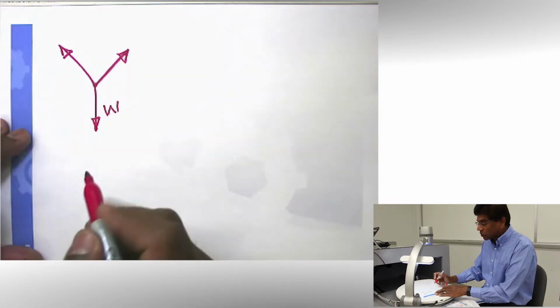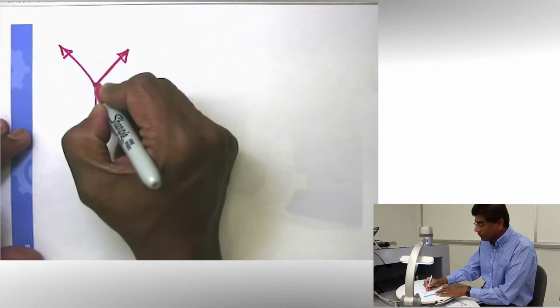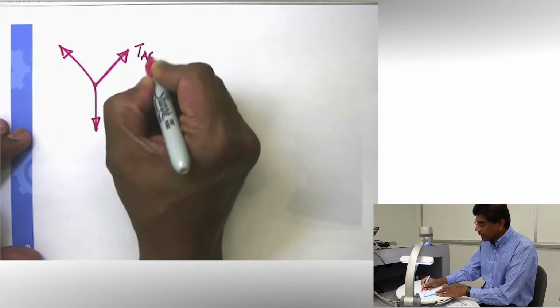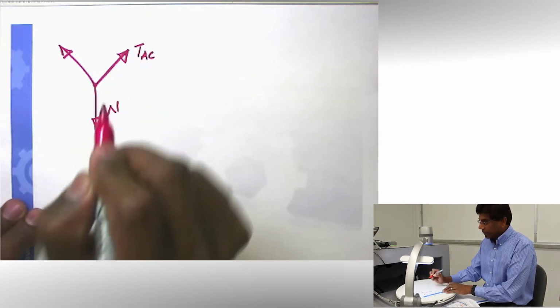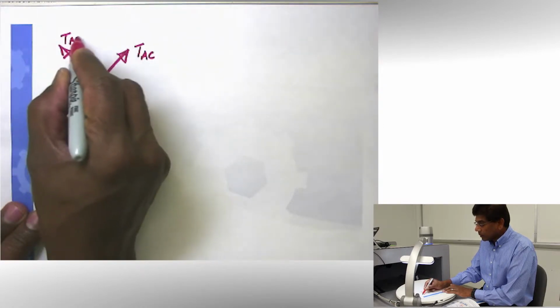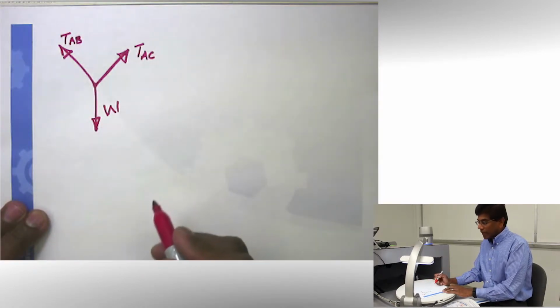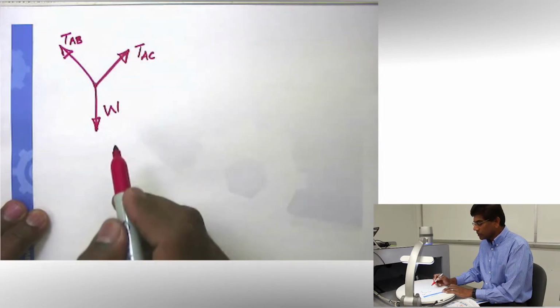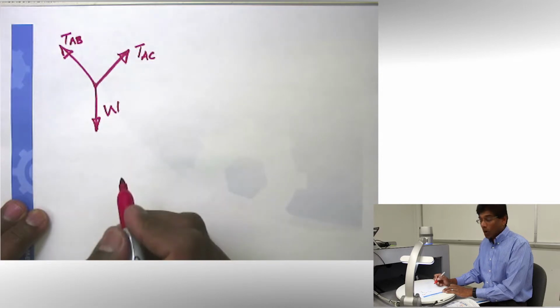So I have shown all the forces. I'm going to label the forces. We know there's going to be tension in this cable, so I'm going to say tension in cable AC. And this cable is tension in cable AB. Since it is tension, I'm going to show T, but you could use any notation you want.